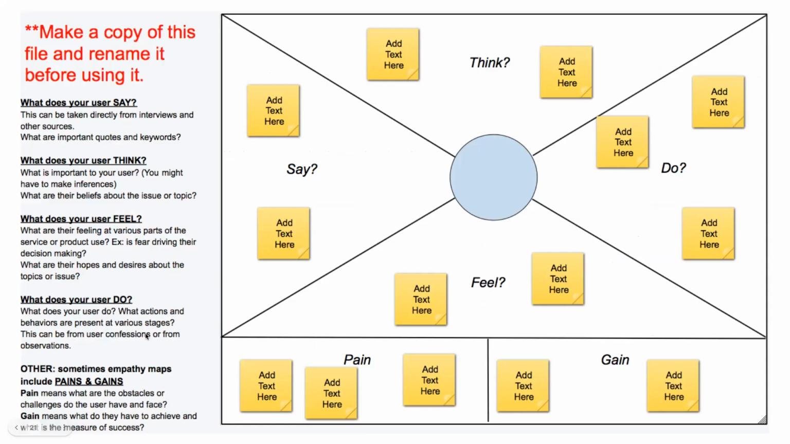Okay, so this is a canvas created on Google Docs. If we were in person, we'd be looking at some low-tech options as well. These are just some stickies here for people to edit. So this is really asking, what does your user, right, the person experiencing the problem, what do they say, what do they think, what do they feel, what do they do?